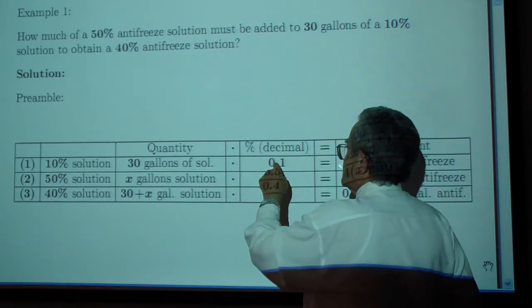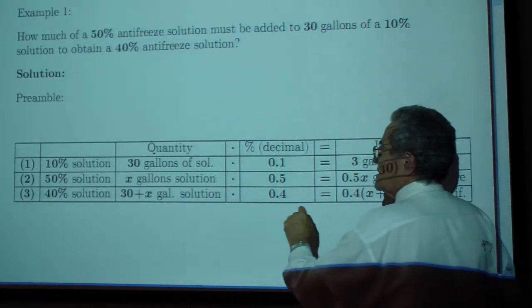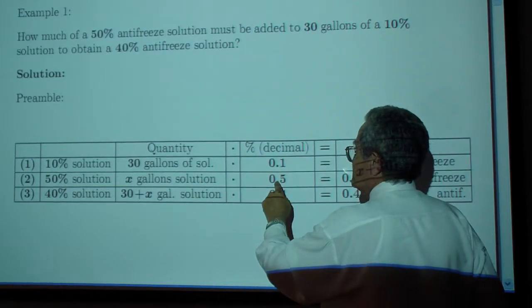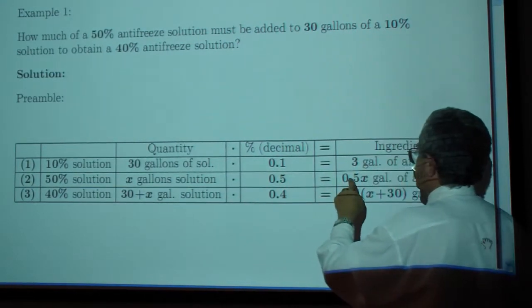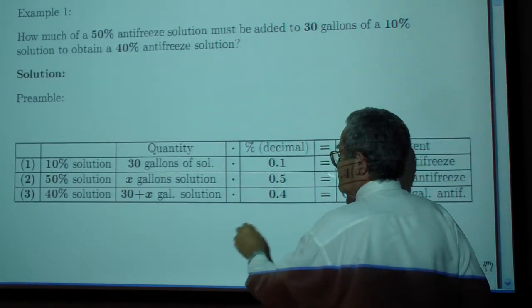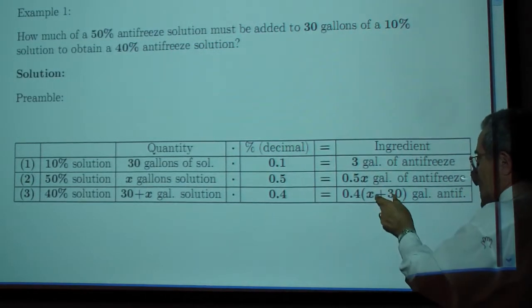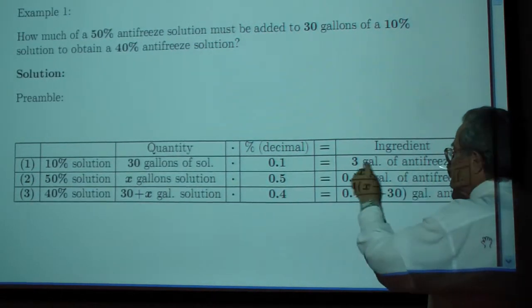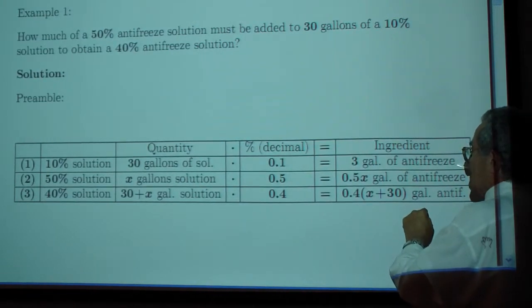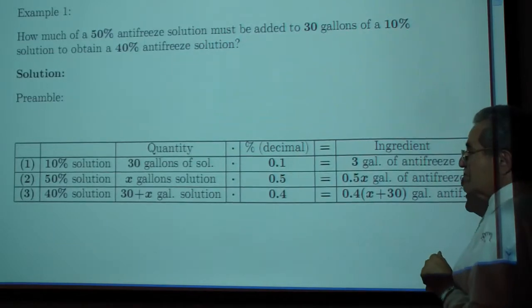Now, there is 10% here, that means 3 gallons. There is 50% here, that means 0.5 times X. And there is 40%, so 0.4 of 30 plus X. We are dumping the first 2 buckets into the third one, so this many gallons added to that many gallons must be equal to the following number of gallons.